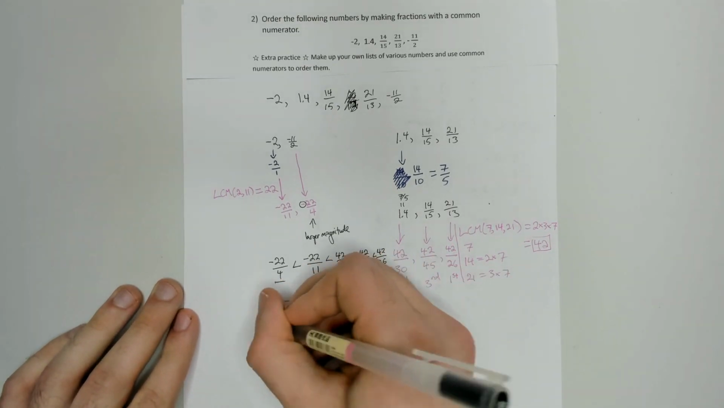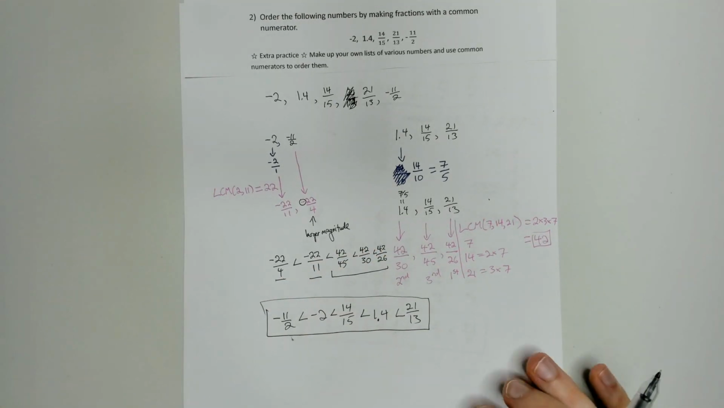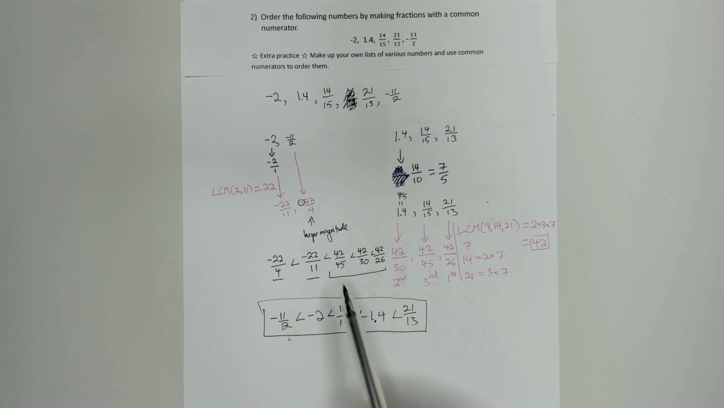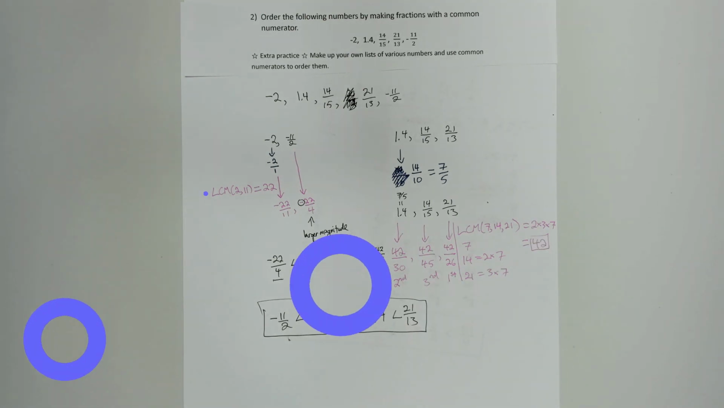So we had successfully ordered these. We put them in terms of the original forms that we were given. Of course, this is also a correct statement, but again, we want it in terms of the forms that the question actually gave us. And yeah, so for extra practice, make up your own lists of various numbers and then use common numerators to order them. So use this technique instead of the common denominators technique.